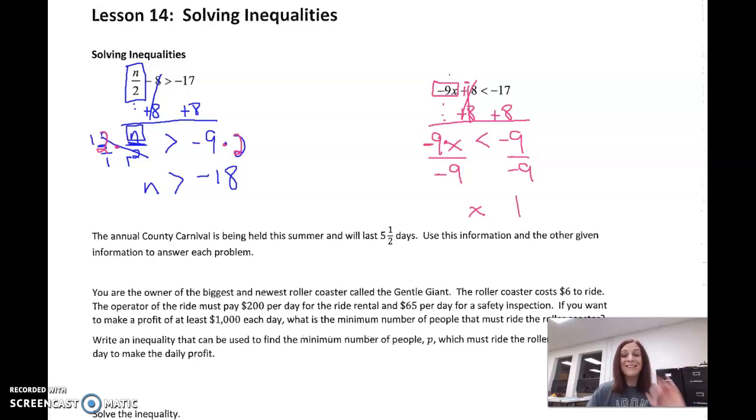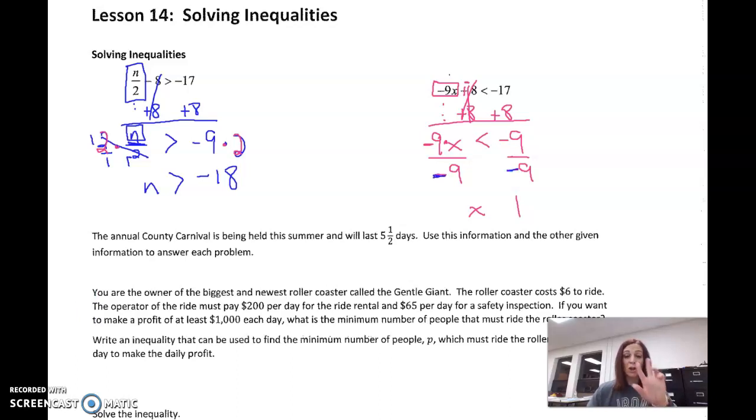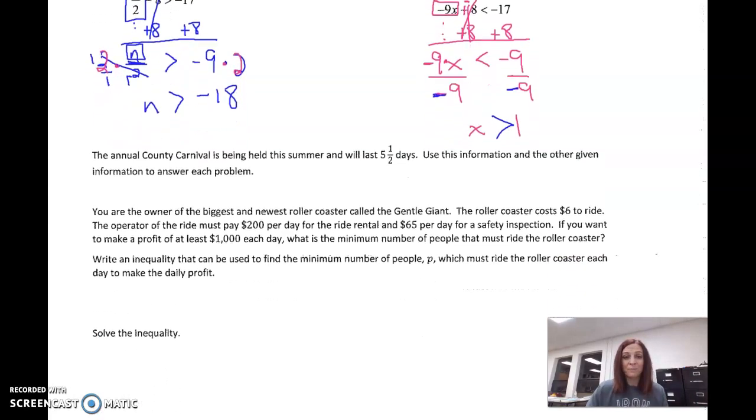Now, the only thing that is different from an equation to an inequality is when you divide or multiply by a negative number, you reverse the inequality. So instead of less than, it becomes greater than. Okay? That's the only difference. Other than that, you already know how to solve inequalities. So let's look at an example.